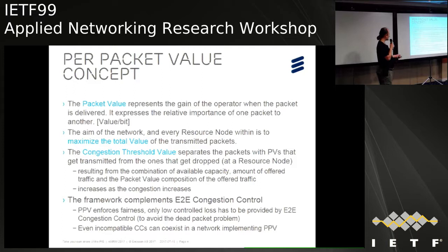And this complements end-to-end congestion control. We will show that it enforces fairness. Only slow control loss has to be provided by the end-to-end congestion control, and only to avoid that packet problem. So if you have a single bottleneck, or a network where that packet problem cannot happen, you can even live without congestion control. Of course, it's a question what happens to your application then. And with this, even incompatible congestion controls can coexist in a network.